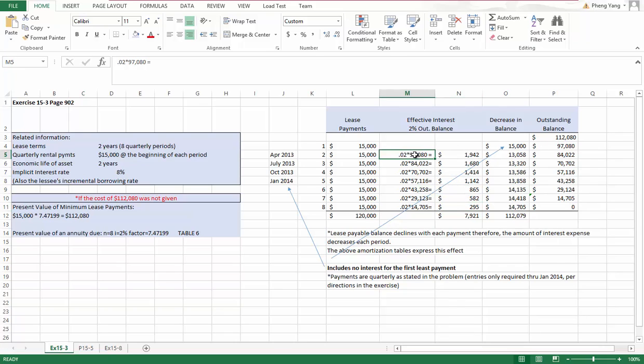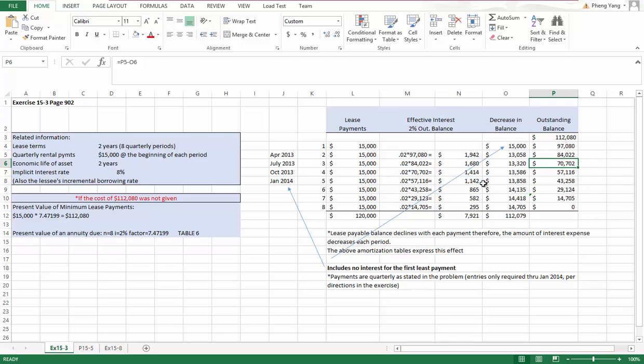Basically, for this effective interest rate, I just took 2%, which is what we had figured here, the 2%, multiplied by the previous balance, okay? 2% multiplied by the previous balance. So that's what you would have to do here.